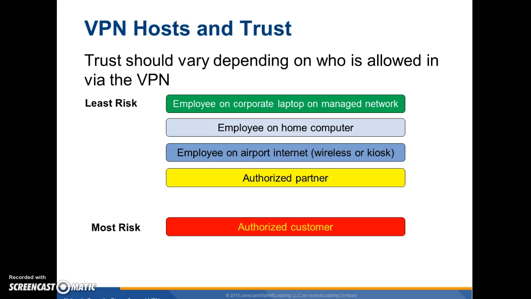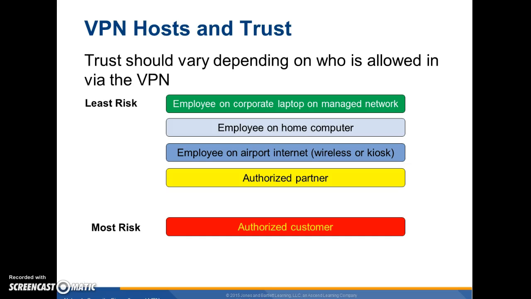From least risk at the top of the slide to most risk at the bottom, we have employees on corporate laptops, for example, on a managed network, employees on a home computer, employees on airport internet, wireless or kiosk, authorized partners. The most risks are authorized customers. With each level, there is less control that IT has. The first level might be an employee on a hotel network, assuming a decent hotel.